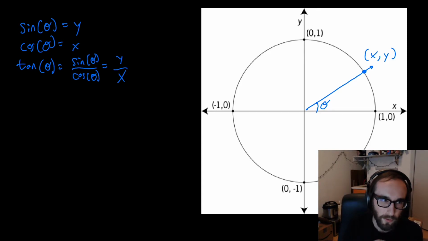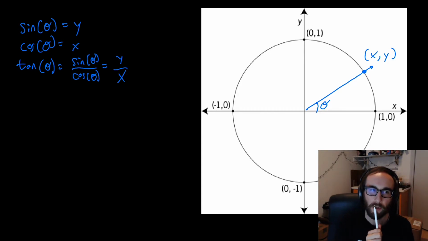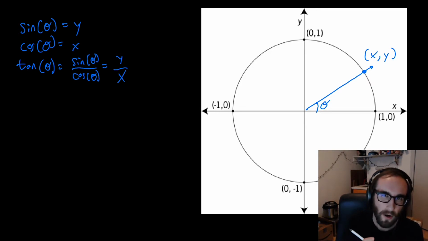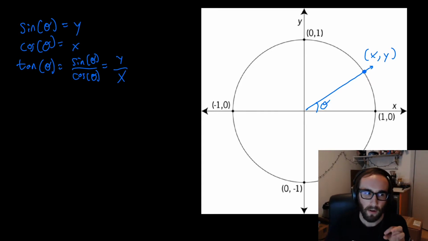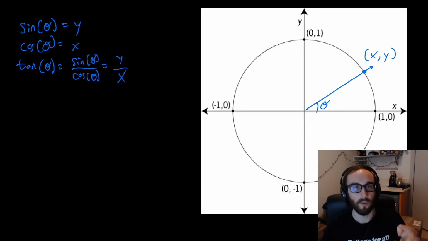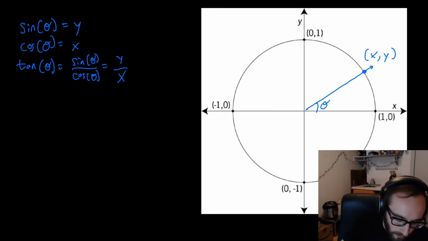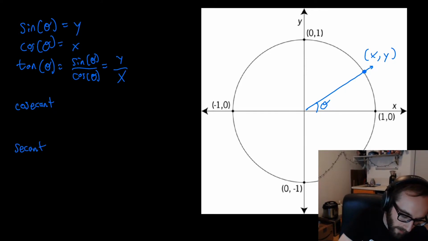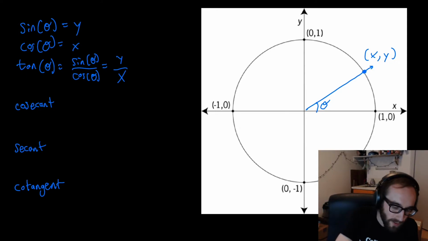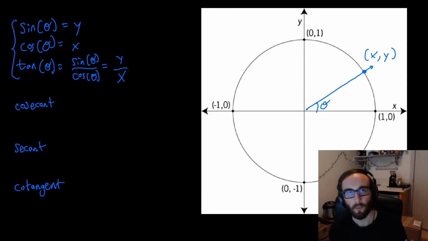Next up, I want to introduce a few more trigonometric terms. So sine, cosine, and tangent we're really familiar with. There are a couple of other names for trigonometry that we're going to be introducing and using in the future. Those are cosecant, secant, and cotangent. And all of these can be defined in terms of sine, cosine, and tangent, which we're already familiar with.